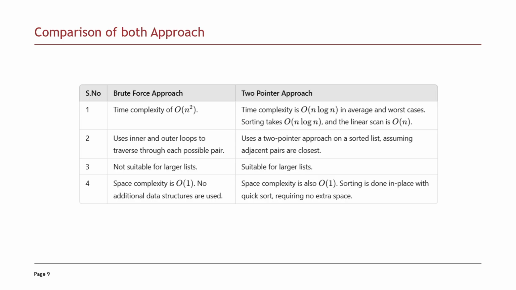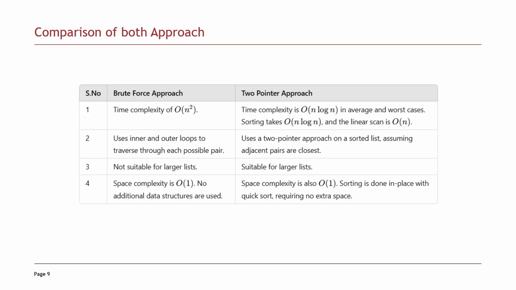Here, within the brute force approach, we use inner and outer loops to traverse through each possible pair. Whereas for the two-pointer approach, we use two pointers on a sorted list, assuming adjacent pairs are closest. Brute force is not suitable for a larger list, while the two-pointer approach is definitely suitable for a larger list. The space complexity is O(1) for the two-pointer approach, and the space complexity is also O(1) for brute force. Sorting is done in place with quick sort requiring no extra space, whereas for the brute force approach, no additional data structures are used as well.